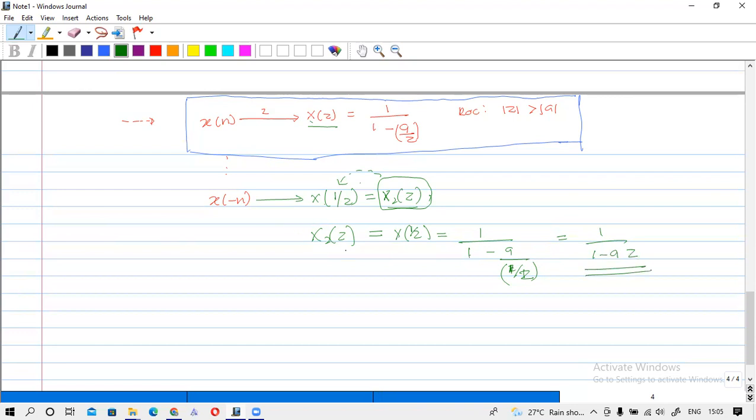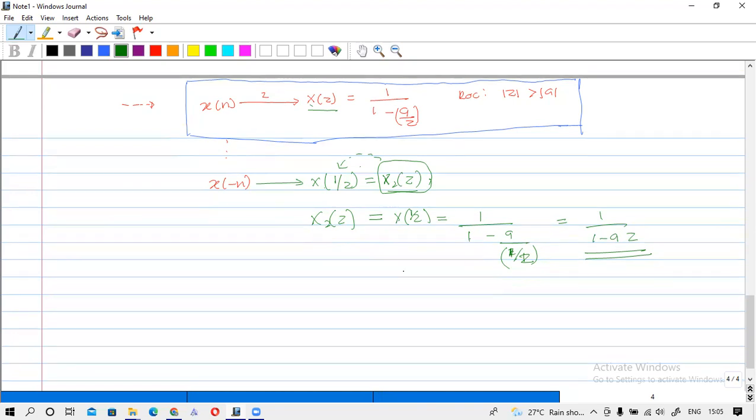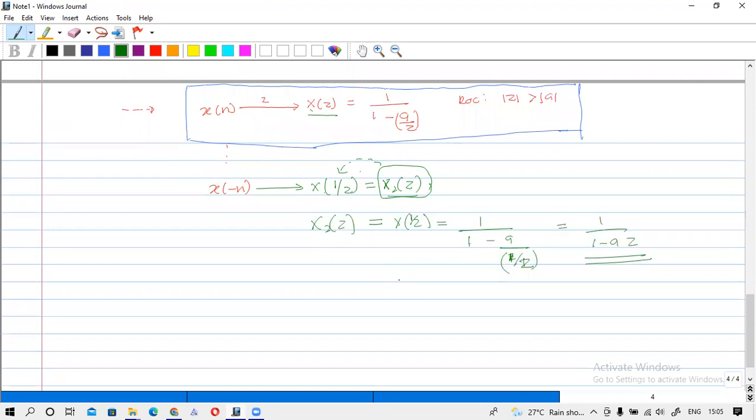And what is the ROC? I have already told you that the ROC will be, so here the ROC is magnitude of z greater than a. So that is the ROC for this.